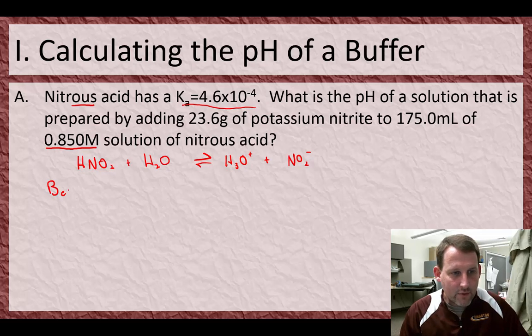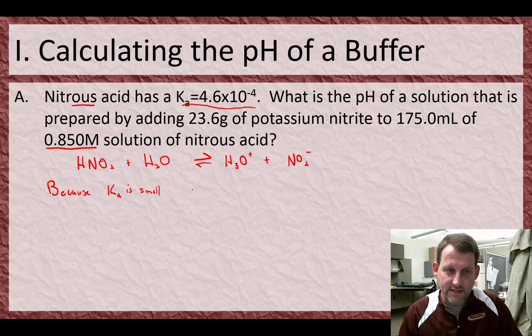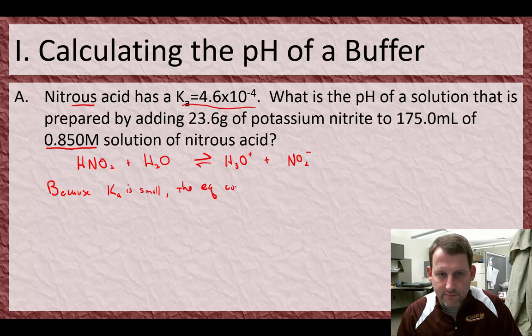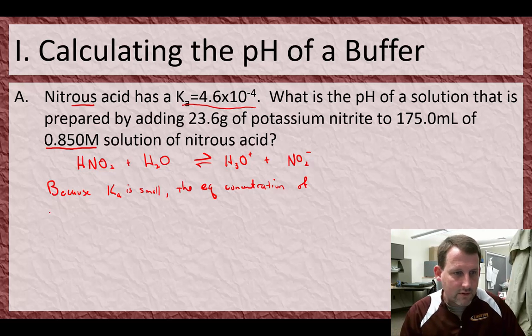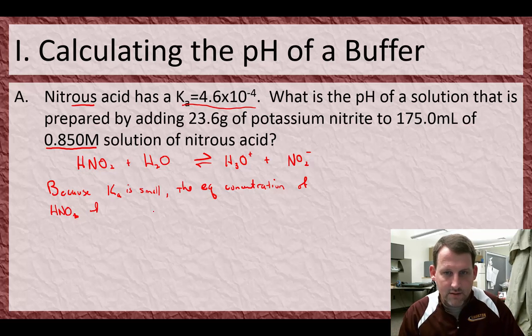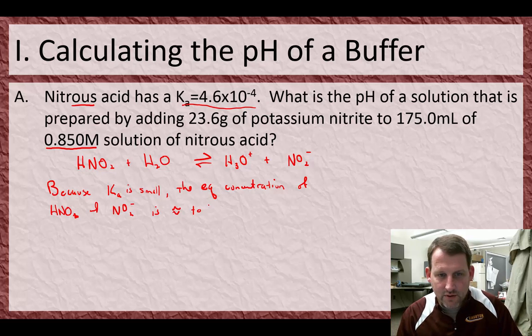And let me write that down real quick. So because Ka is small, which it will always be for a buffer, because we only use weak acids and weak bases for buffers, Ka is small. The equilibrium concentration of HNO2 and NO2 minus is approximately equal to their starting concentrations.